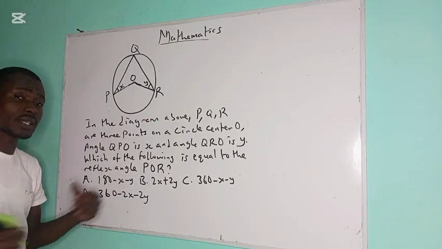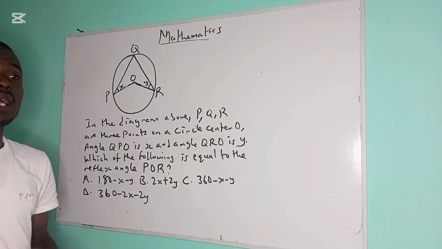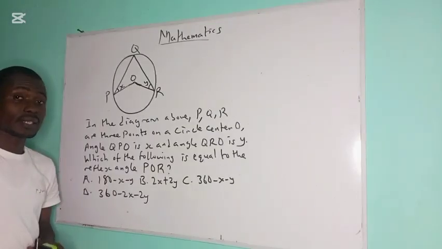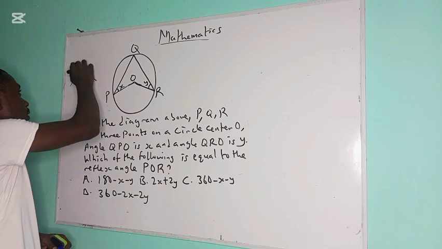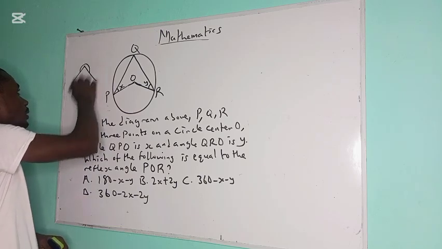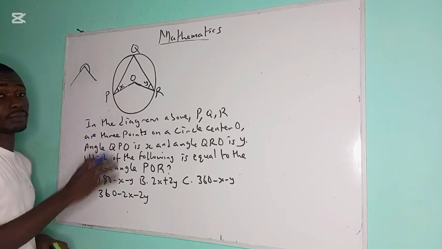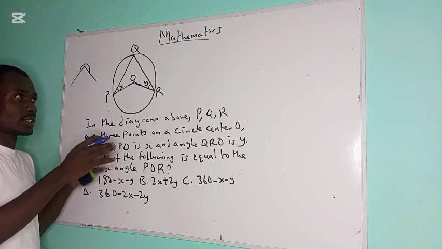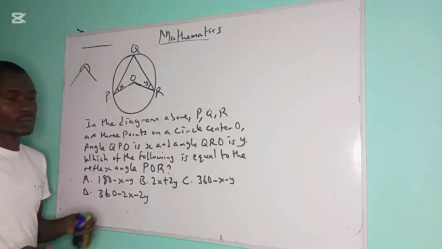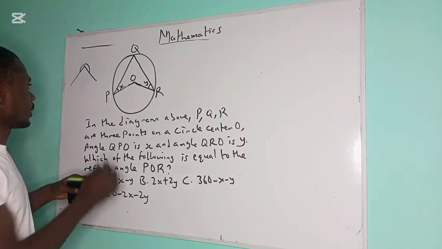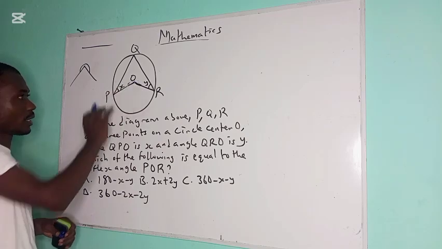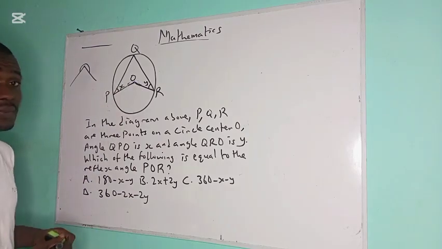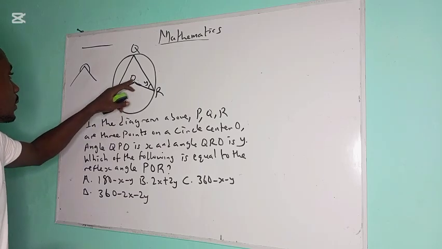What is a reflex angle? A reflex angle is an angle that is greater than 180 degrees but less than 360 degrees. 180 is a straight line. So now you have to find what the angle will be. Now, from that, let's move to the main work today.